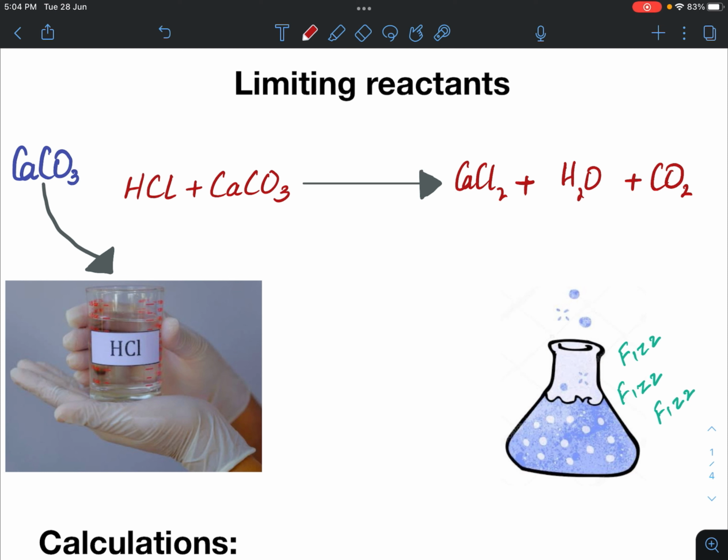The reason it is important is because the amount of product we get depends entirely on the limiting reactant. If we add more calcium carbonate, more product will be produced. But if we add more HCl, nothing will happen.